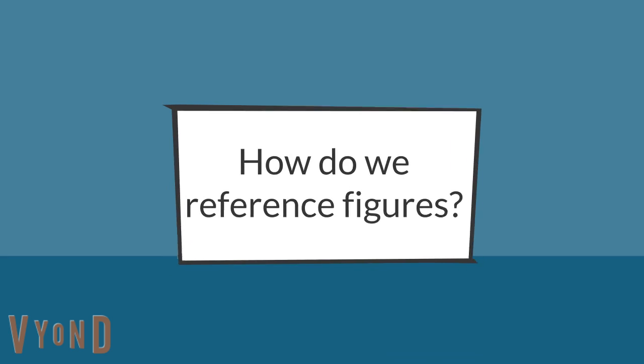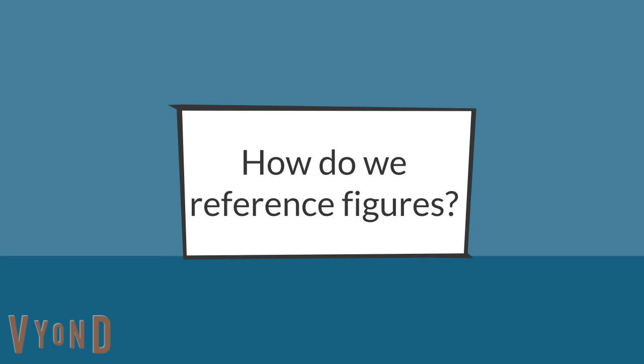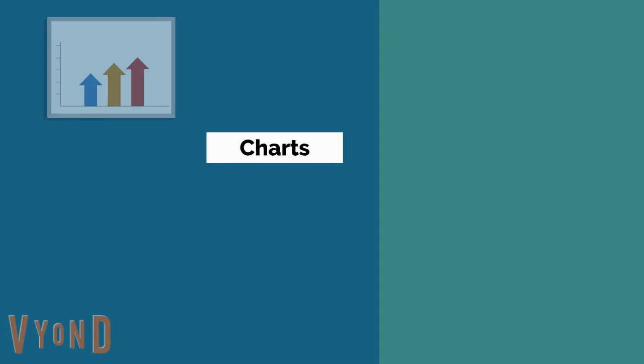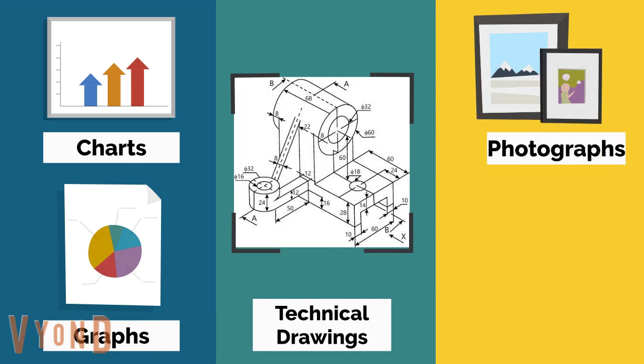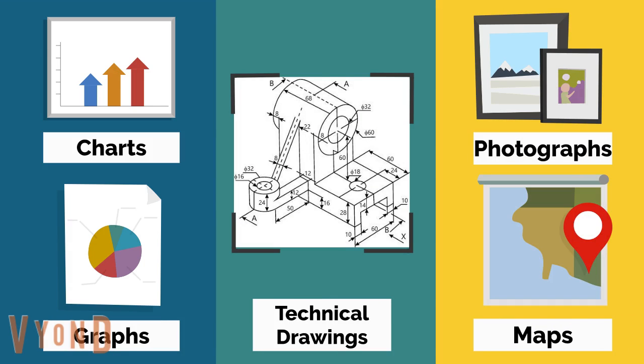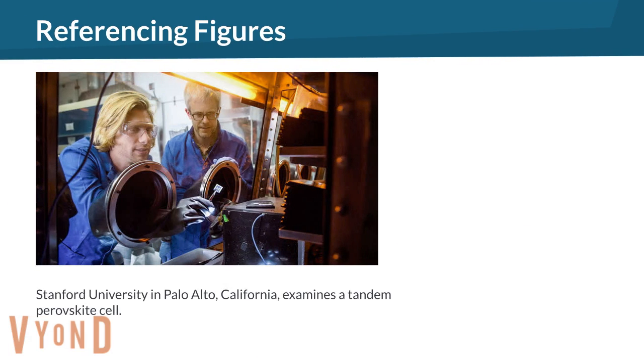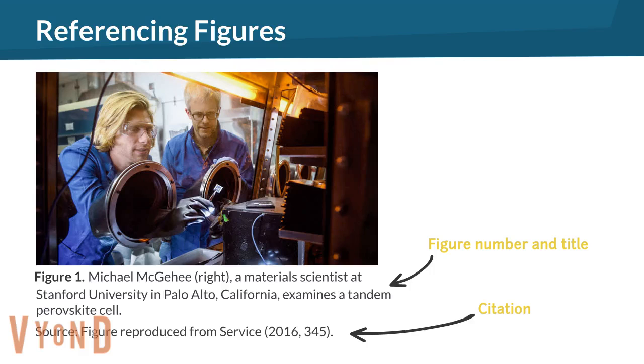How do we reference figures that have been taken from another source? Figures include charts, graphs, technical drawings, photographs, and maps. Start by placing a number and title below the figure. Then, include a caption that states where the figure has been reproduced from. Remember to record the source in the reference list.